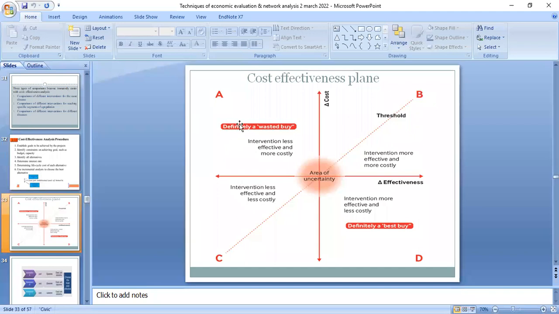For example, in quadrant A, when the intervention is less effective and more costly, it is a wasted way. We will not continue with this program. And in quadrant B, if the intervention is more effective and more costly, then it is in the threshold way. It is questionable whether to continue with this program or not. And in quadrant C, the intervention is less effective and less costly. It is also in the threshold way and questionable. And in quadrant D, the intervention is more effective and less costly. This is the best way. This is the dominant way, and we will continue with this program or intervention.